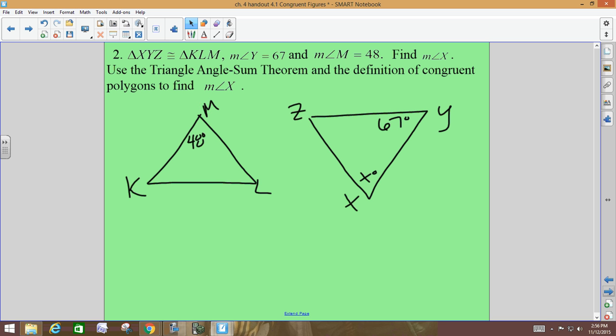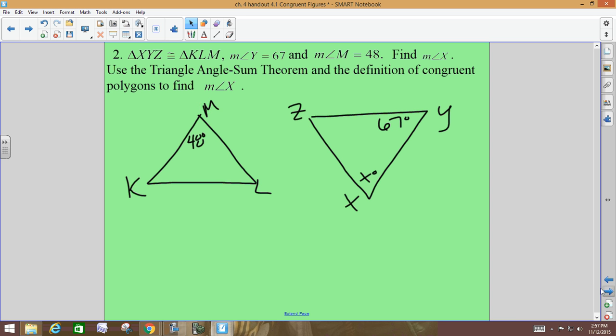What do you think? Any thoughts on how we can do this? Zach? Triangle angle sum theorem? How so? How do you know M is congruent to Z? Because of what? I just didn't hear you. Yeah, because of the congruency statement.